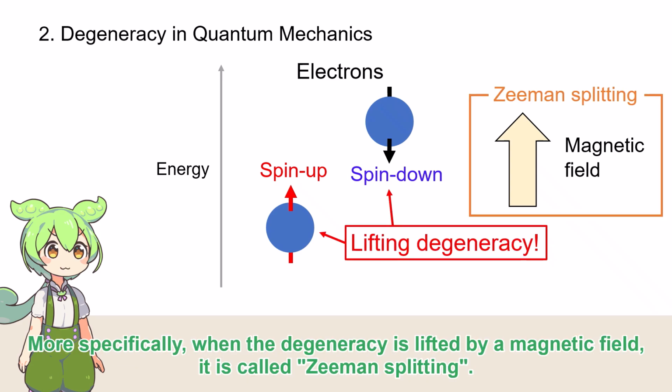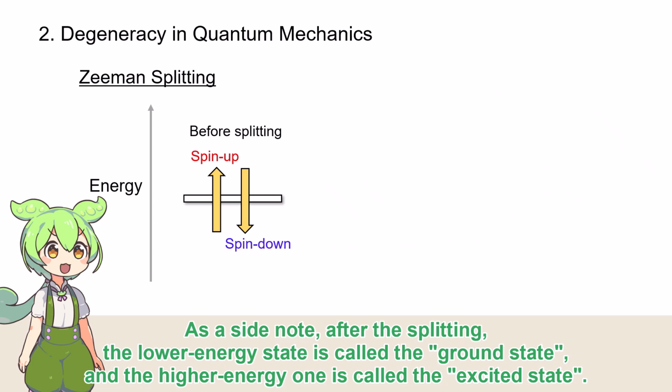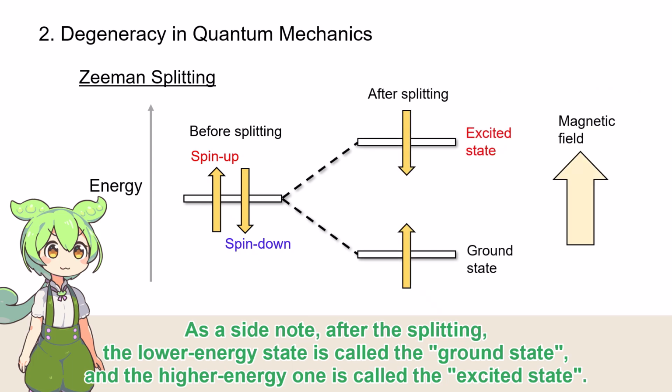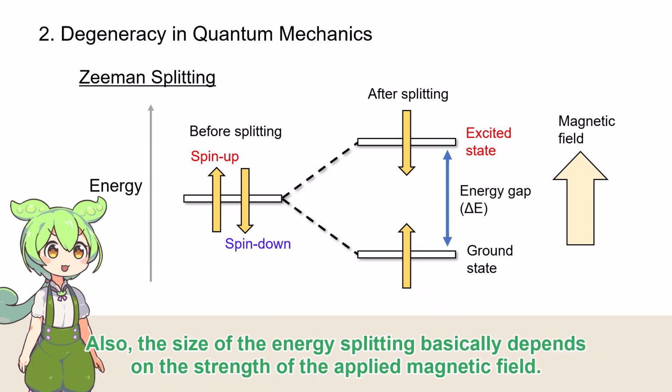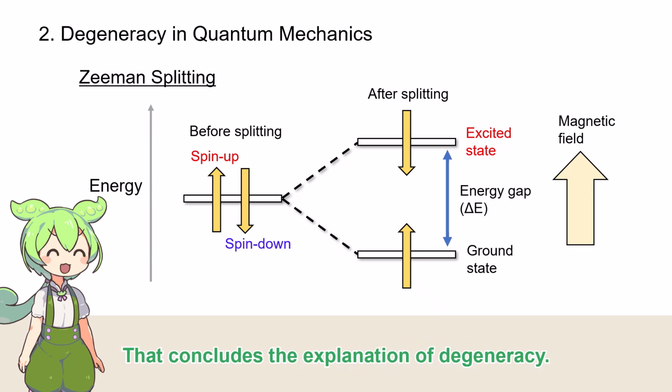More specifically, when the degeneracy is lifted by a magnetic field, it is called Zeeman splitting. As a side note, after the splitting, the lower energy state is called the ground state, and the higher energy one is called the excited state. Also, the size of the energy splitting basically depends on the strength of the applied magnetic field. That concludes the explanation of degeneracy.